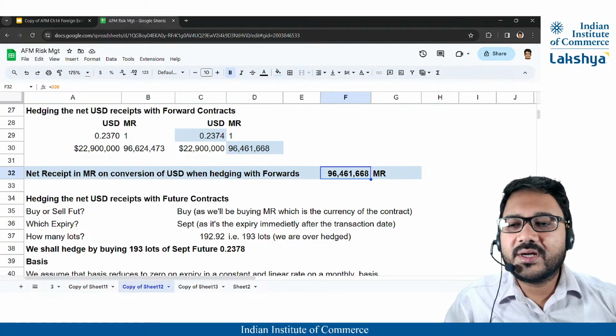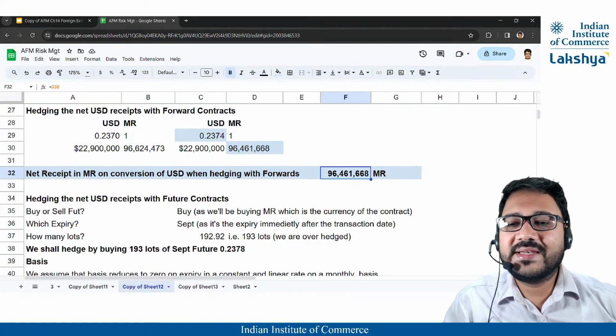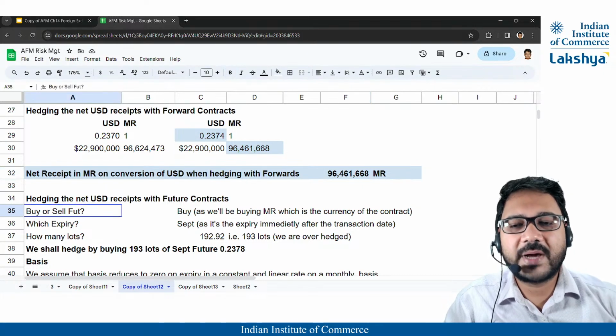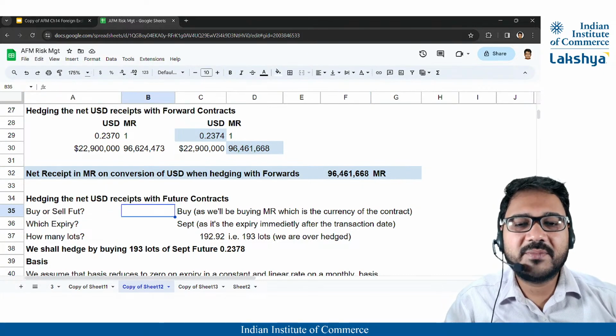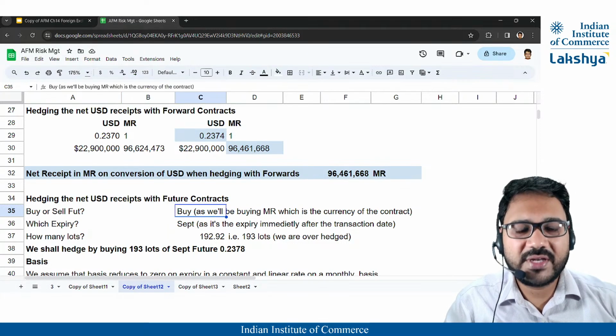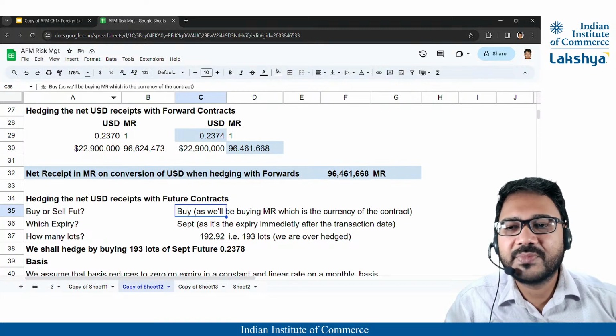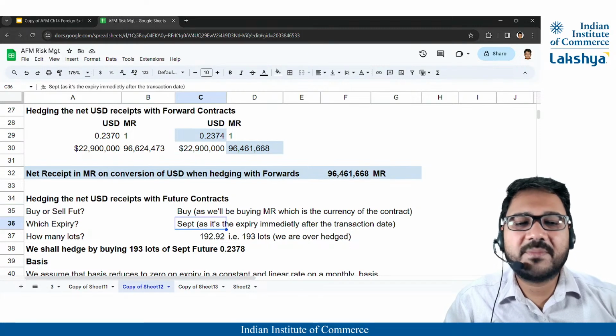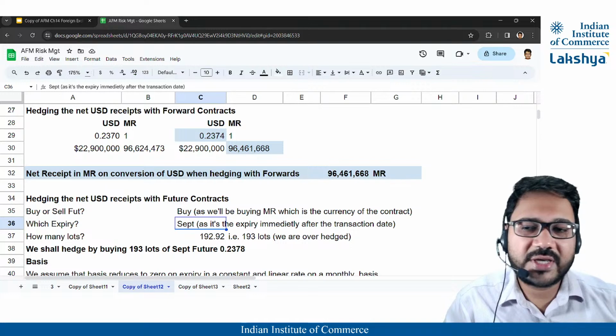Now, hedging the net USD receipts using futures contracts. Should we buy or sell? We shall buy because we are buying the underlying currency of the contract. I have given an explanation also over there. Then which expiry? September, because it's immediately after the transaction date.